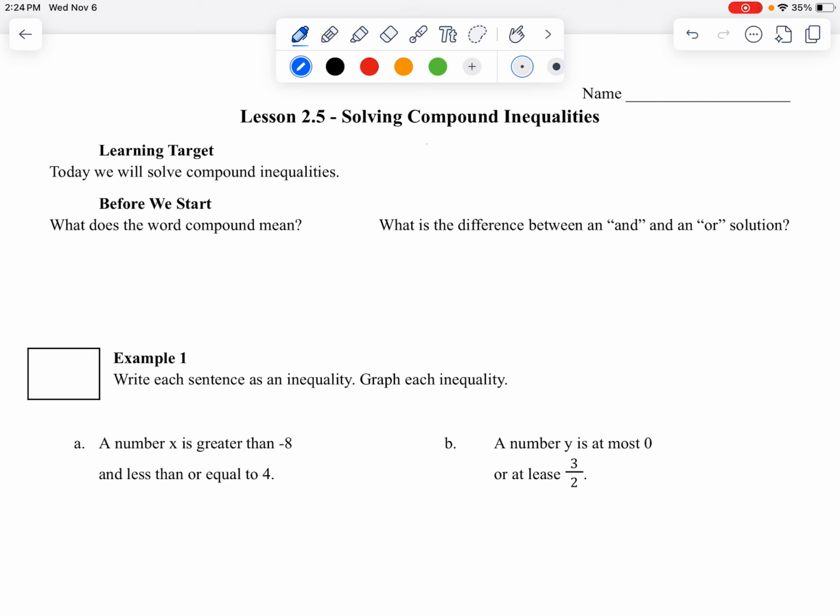This is our video for lesson 2.5, and this is solving compound inequalities. So our first question is, what does compound mean? You may have heard of compound words or compound sentences, or I think we talk about compounds in chemistry. But either way, this is a putting together of things or something that's made up of multiple parts.